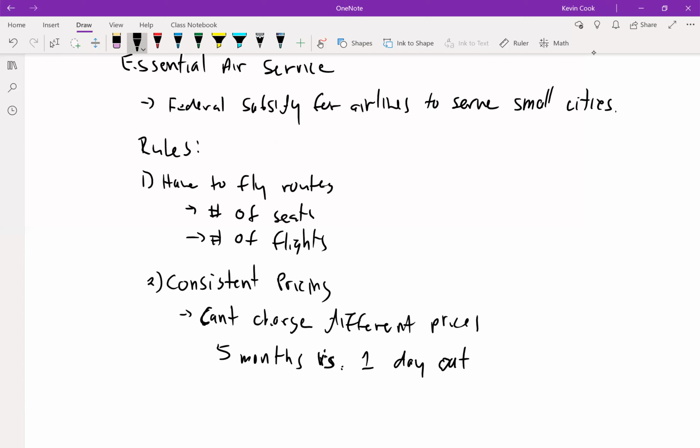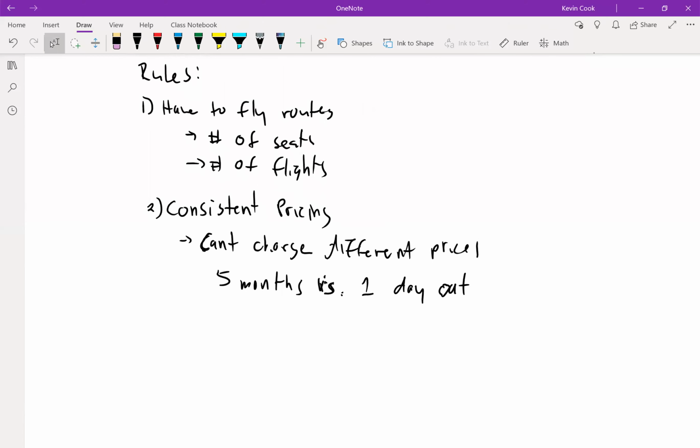They can have different price tiers, so one that's not flexible, one that is flexible, but it has to be consistent throughout times. They also are allowed to do sales, but again, the base price has to be the same, I guess is what we're getting at. So we have consistent pricing and they have to fly the routes.